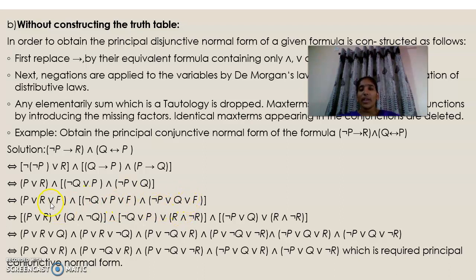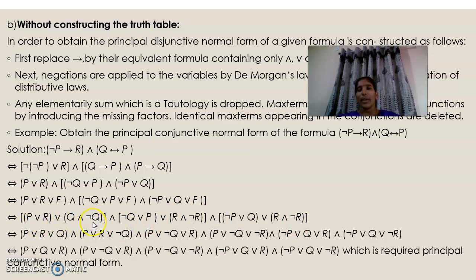For this one the missing variable is Q. In place of F, you write Q and negation Q. Q and negation Q is equivalent to false. Here the missing variable is Q, so for that purpose you write Q and negation Q. Here also R is missing. In place of F, you write R and negation R. And here also R is missing, so R and negation R. So here we have the OR symbols, and here the AND symbol.